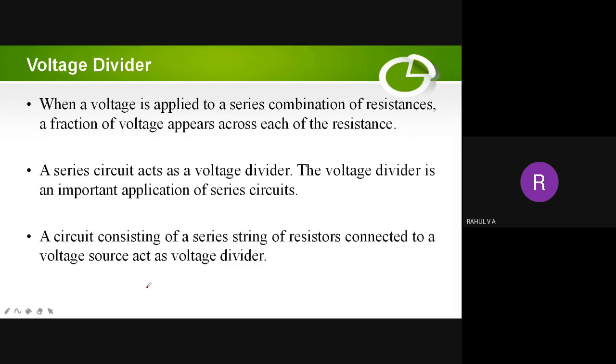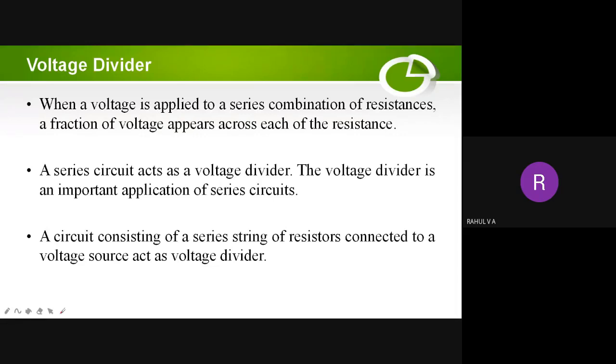And then we have done some numericals to find out equivalent resistance. Sometimes the question may ask to find out the equivalent resistance, or sometimes it may ask to find out the total current or total voltage across each component. Now let us discuss another topic, voltage divider.